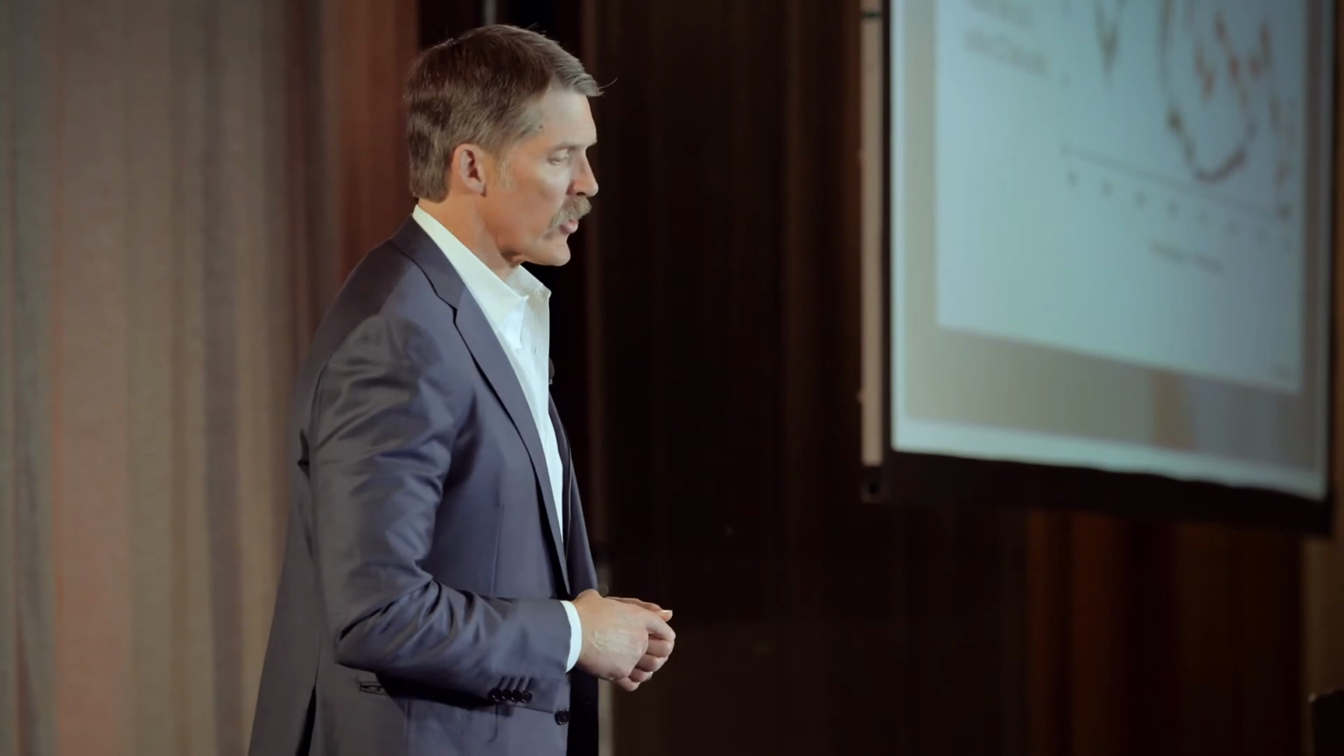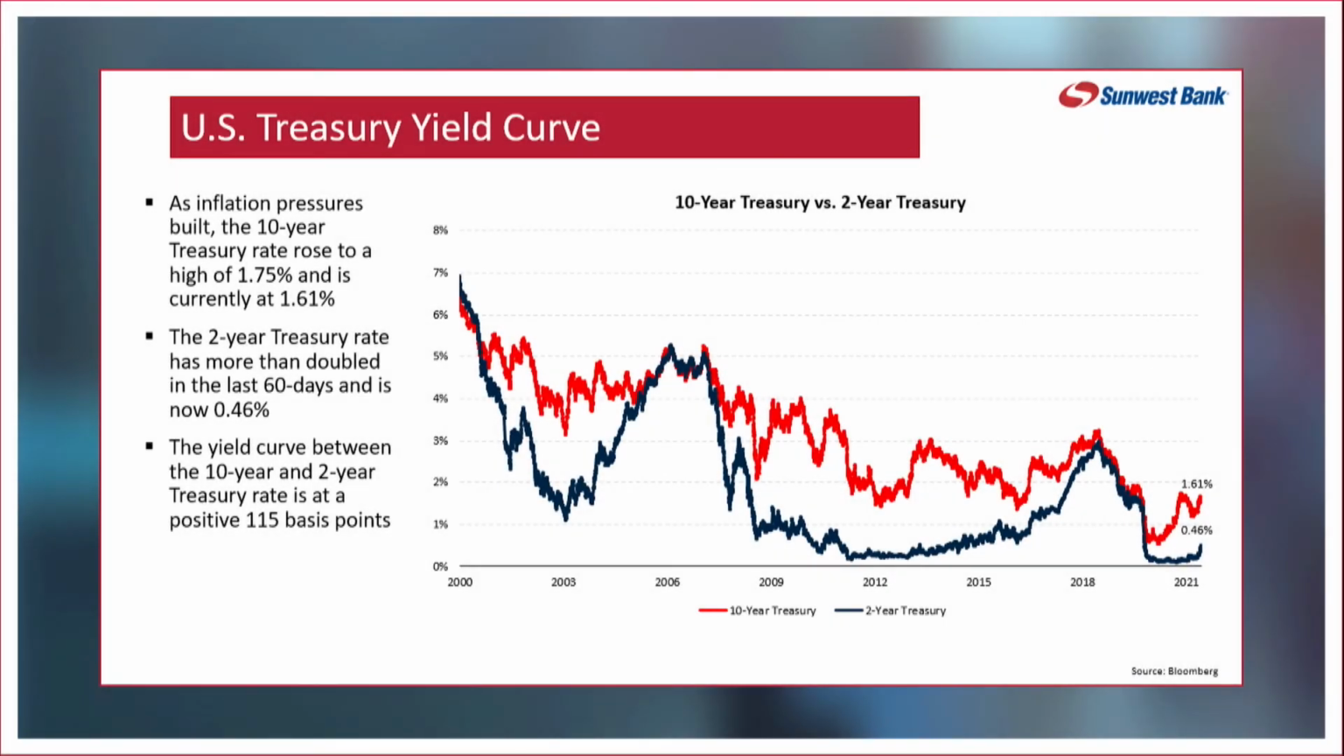This is the yield curve, the Treasury yield curve. The red line is the 10-year Treasury. It's at 161 basis points. And then that's the 2-year Treasury, the blue line. It's at 46 basis points. The 2-year Treasury has almost doubled.